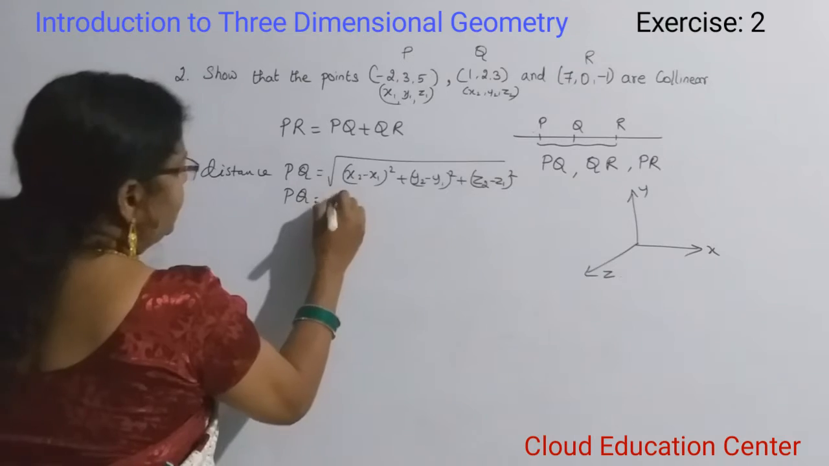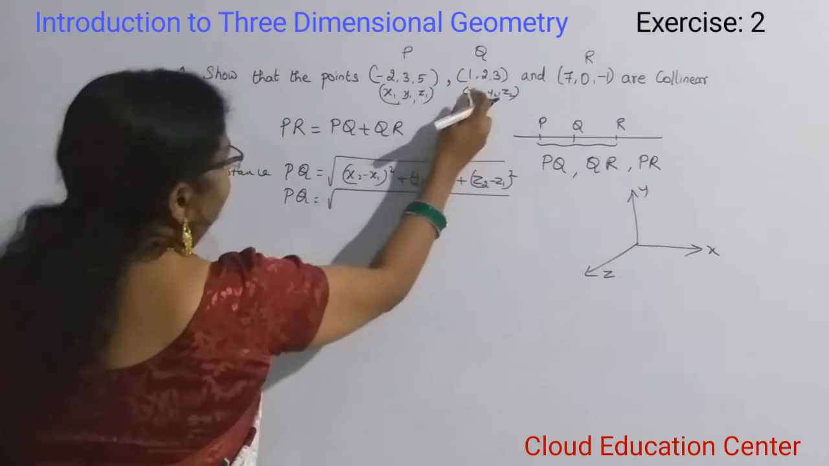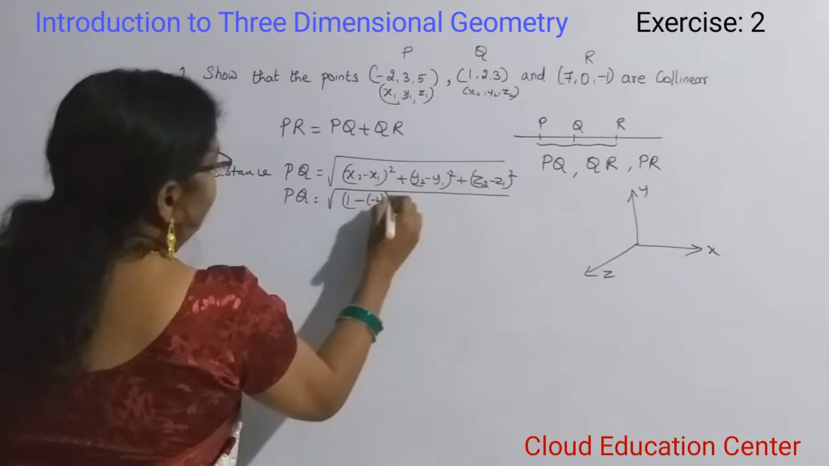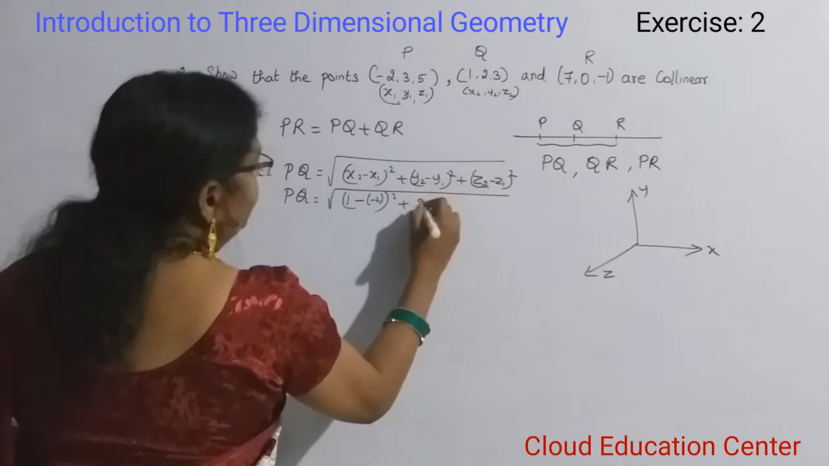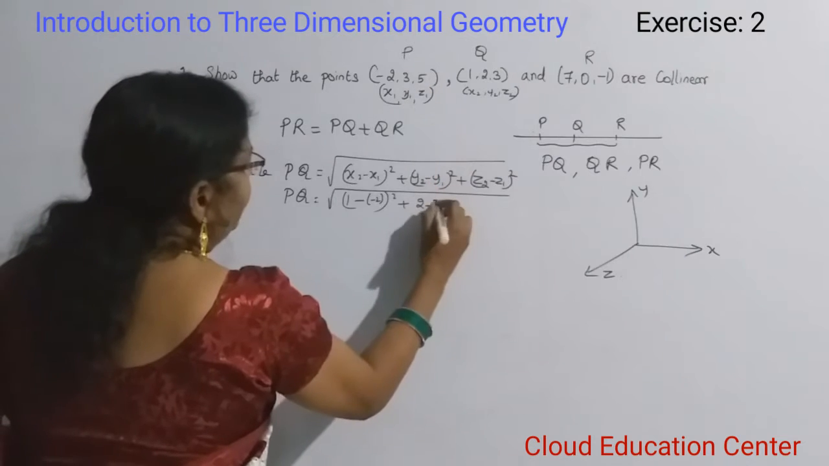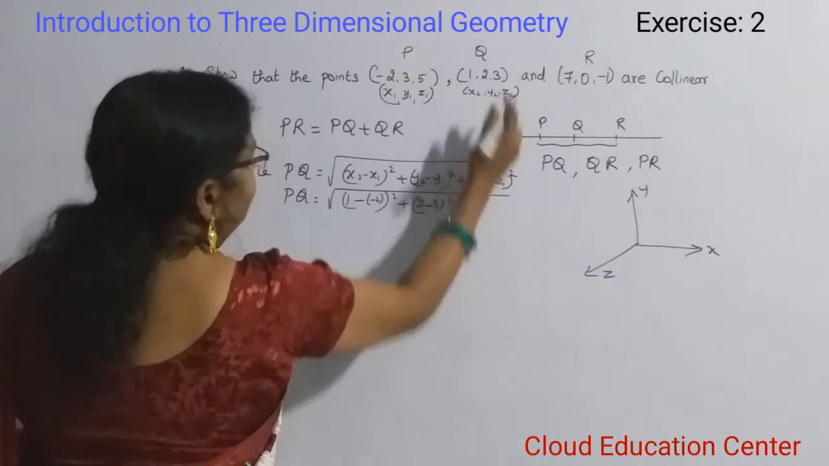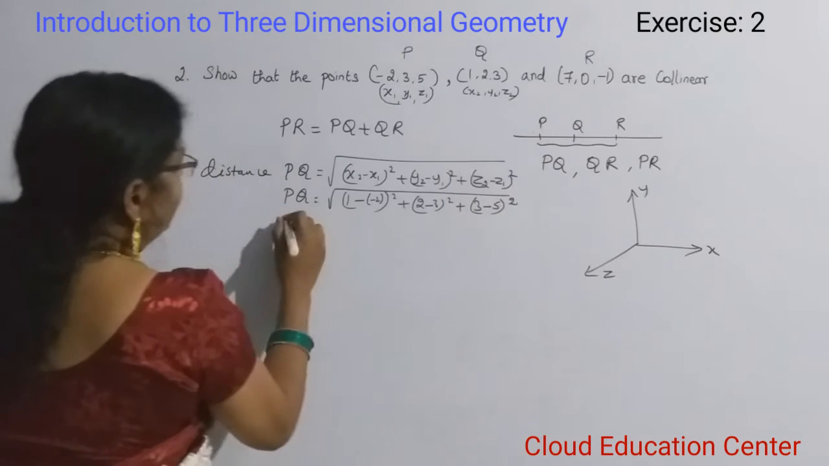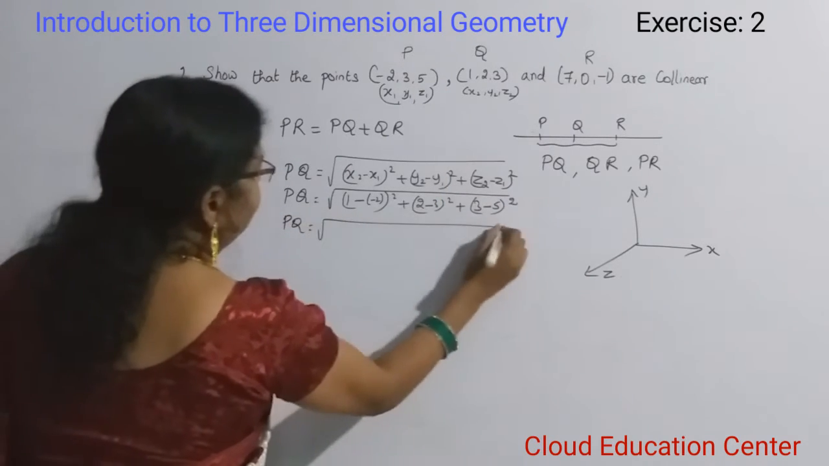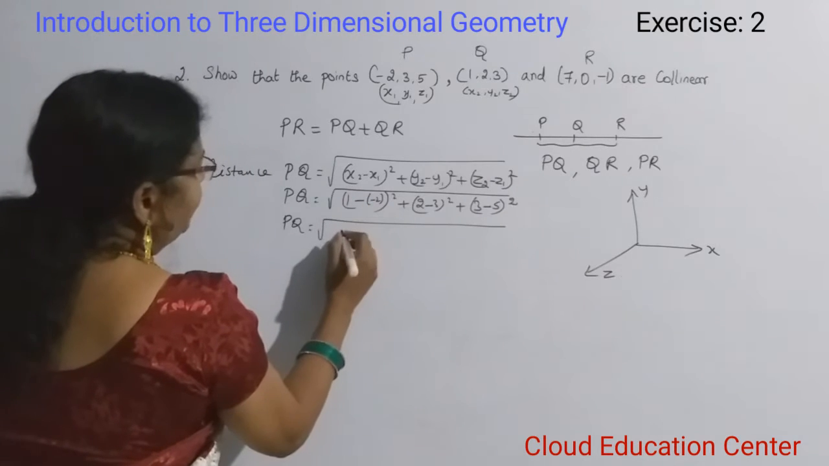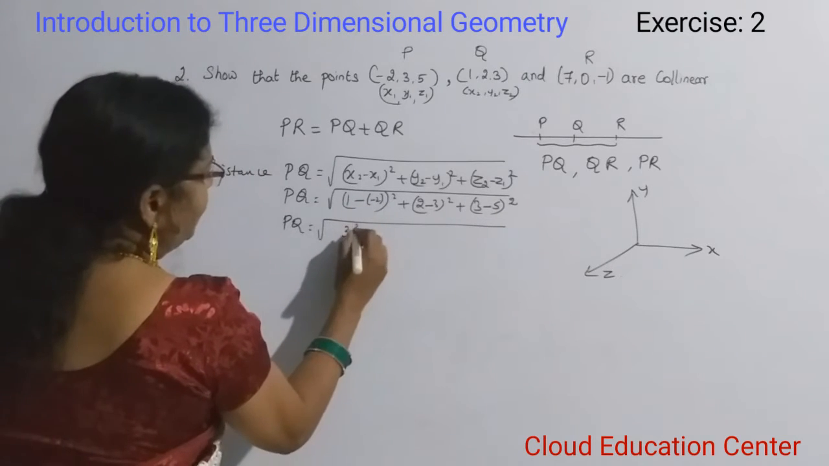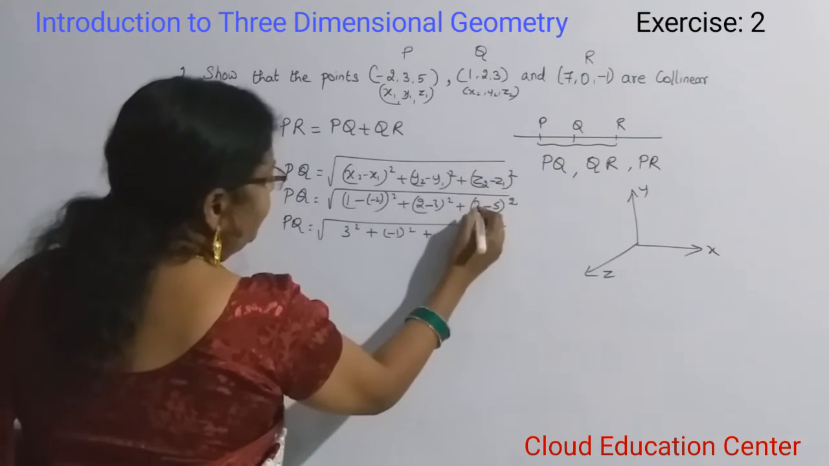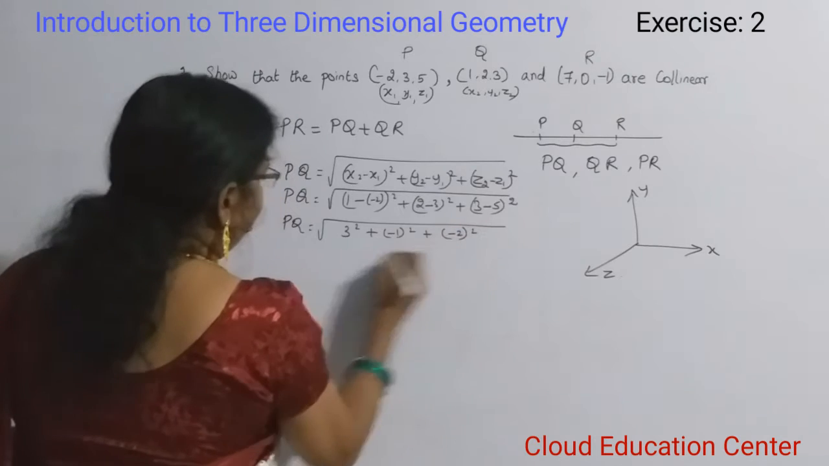Now PQ equals the square root of x2, which is 1, minus x1, which is minus 2, the whole square, plus y2, which is 2, minus y1, which is 3, the whole square, plus z2, which is 3, minus z1, which is 5, the whole square. So now PQ equals, minus into minus becomes plus, 1 plus 2 is 3 the whole square, plus 2 minus 3 is minus 1 the whole square, plus 3 minus 5 is minus 2 the whole square.